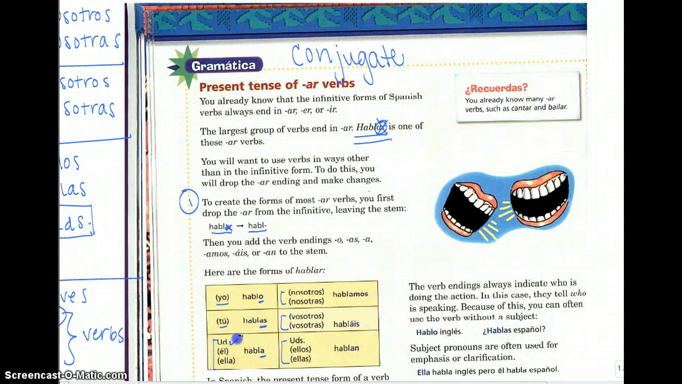Now, this is why we have usted down here, because we need to be able to differentiate in the verb if we're talking to you informal or you formal. Then we have hablamos, A-M-O-S, for nosotros, ais with an accent over the A, in vosotros, and A-N for ellos, ellas, ustedes. So the endings, your verb endings, you add the verb ending based on what your subject pronoun is. O, as, a, amos, ais, or an.